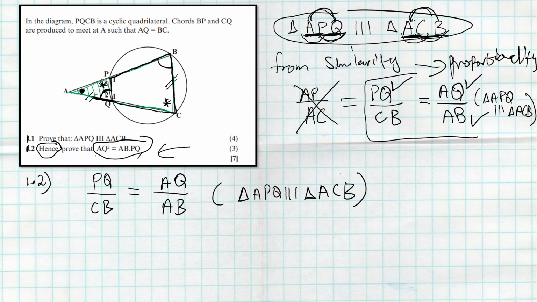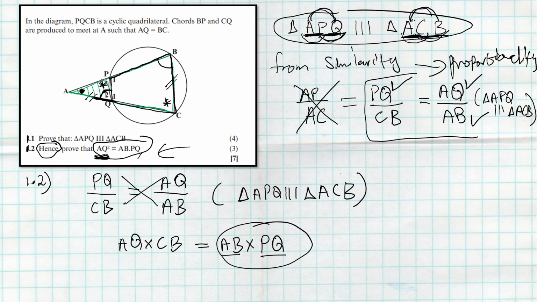Now we have to solve for AQ, right? Remember, we have to solve for AQ. So we're going to cross multiply, then we'll have our AQ multiplying with CB. It will be equal to AB, which is multiplying with PQ, right? After that, remember we want to prove that AQ squared is equal to AB times PQ.